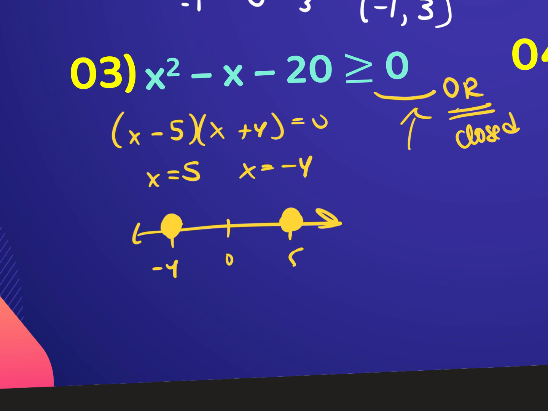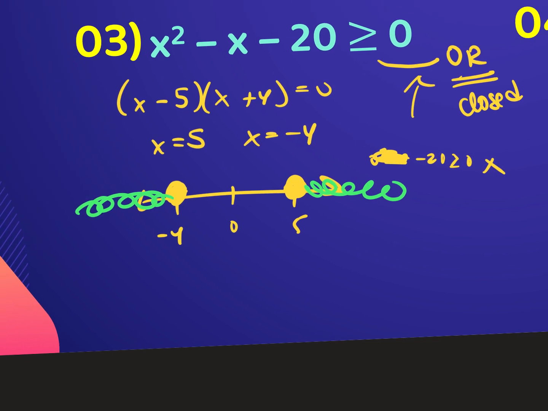So let's plug in 0. I have 0 squared minus 0 minus 20 greater than or equal to 0. Is negative 20 greater than or equal to 0? No. So that means you should not have shading over 0 because it doesn't work. So you're going to shade on the outside. So how would I write that in interval notation? Perfect. Negative infinity to negative 4. What goes on negative 4? A bracket. Good.